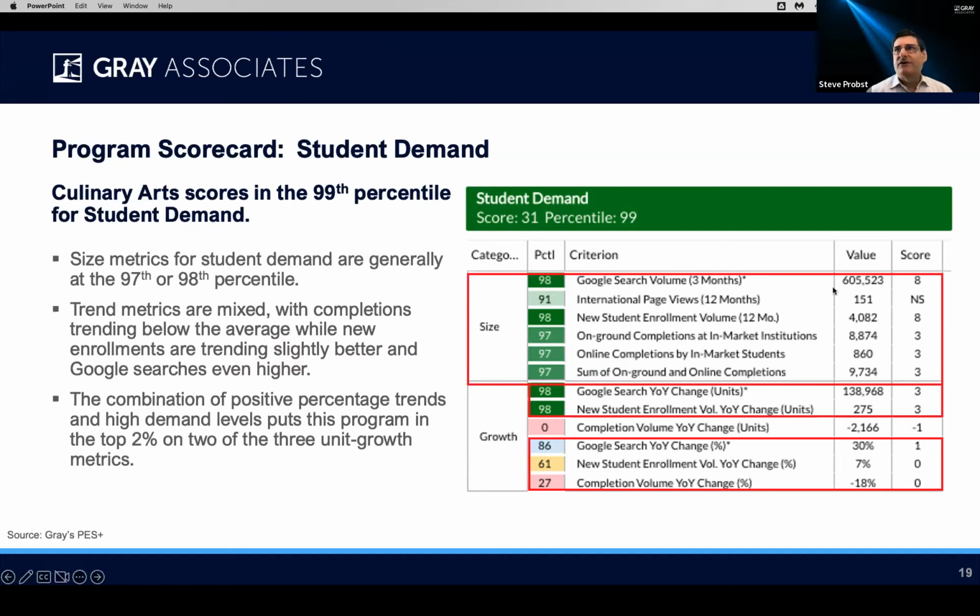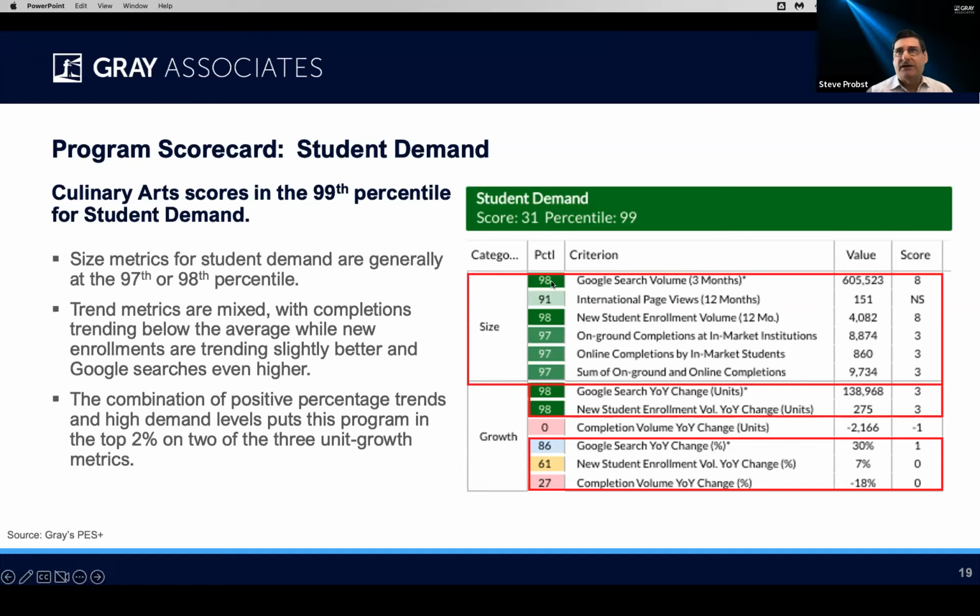There were 605,000 Google searches for keywords related to culinary arts and chef training. There's actually more than that, but we end up having to split them across a few other programs related to culinary arts, though this gets the lion's share of them. Well, that's 605,000. Obvious question, is that a high number or a low number? You look over here, see 98th percentile, top 2%. So it's a very big number. Not the absolute biggest, but it's in the top 30 out of 1,500 programs.